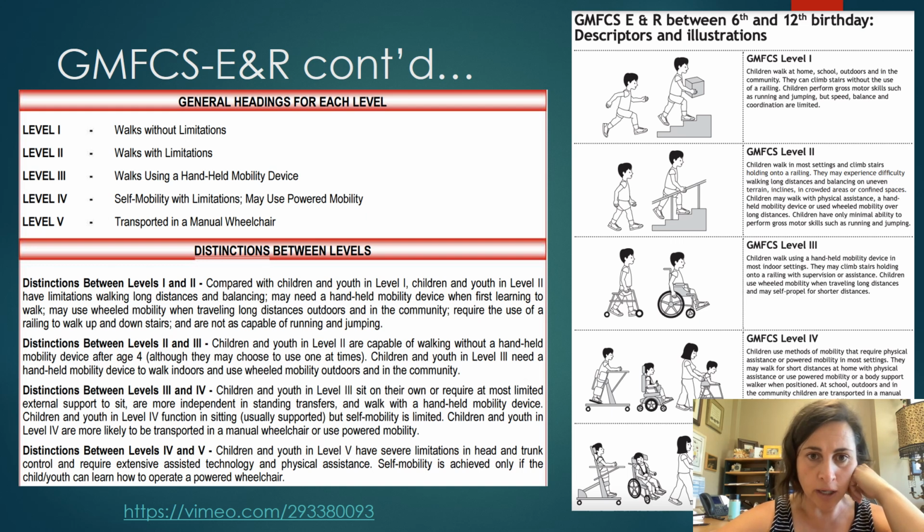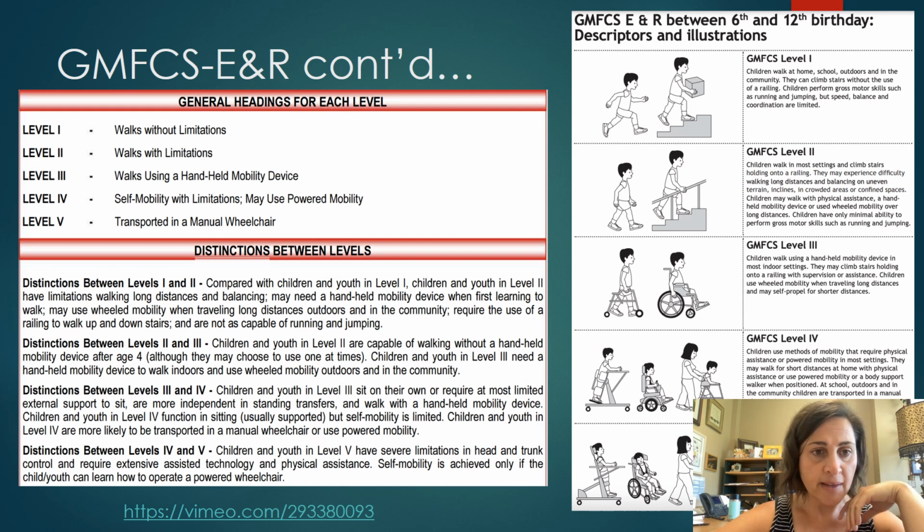This slide right here is a pictorial representation of what the GMFCS looks like. So as you can see, it breaks it down into the 5 levels, so level 1, level 2, level 3, level 4, and level 5, where level 1 are the kids that are least affected, so walking without limitations, all the way up to level 5, where kids generally have quite significant impairment and require transportation in a manual wheelchair. This also includes a description of how we make distinctions between the different levels.